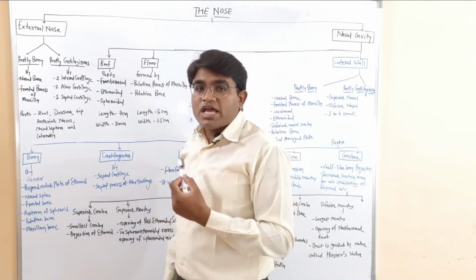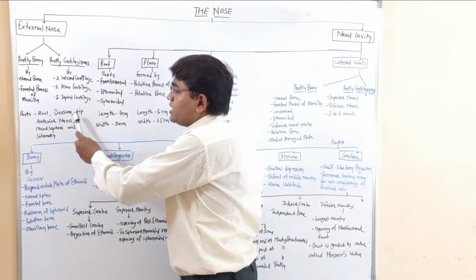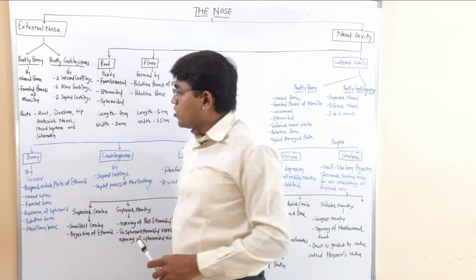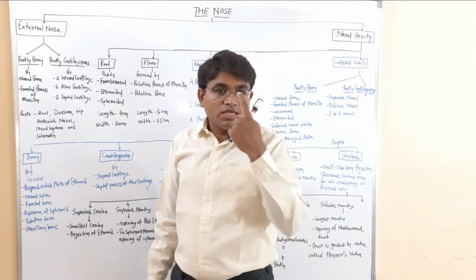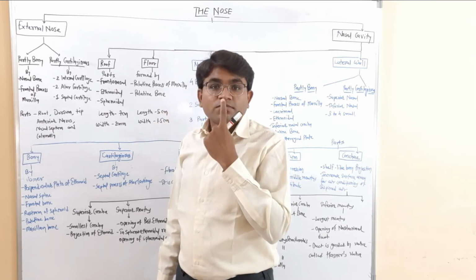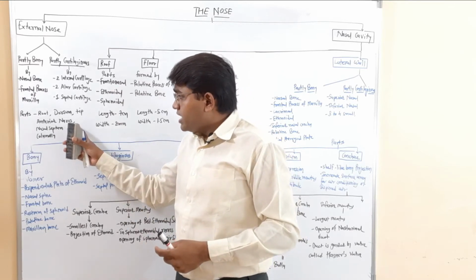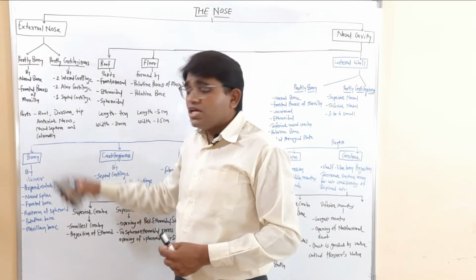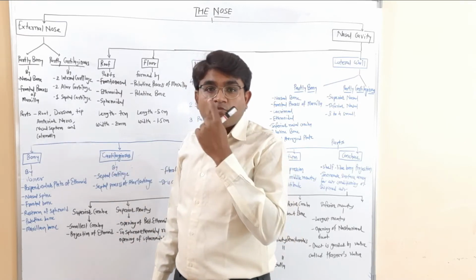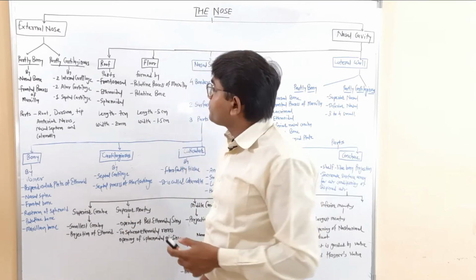Then the parts of the external nose. They are the root, then dorsum, then tip, then anterior nares, nasal septum and the columella. So this is the root, then this bridge is the dorsum, then the tip, then these openings are the external nares or anterior nares, then the median septum is the nasal septum, and the anterior most part where the hairs are present is known as the columella.